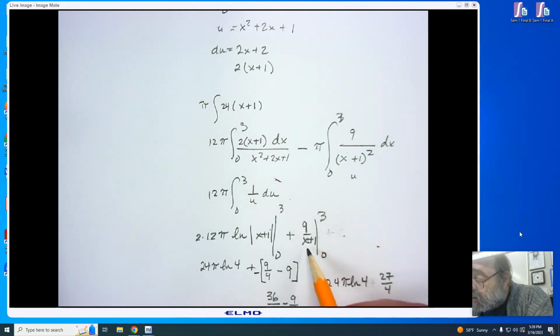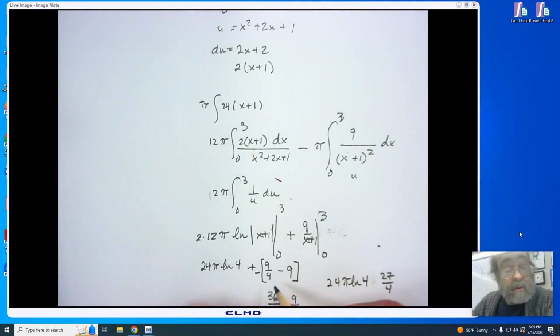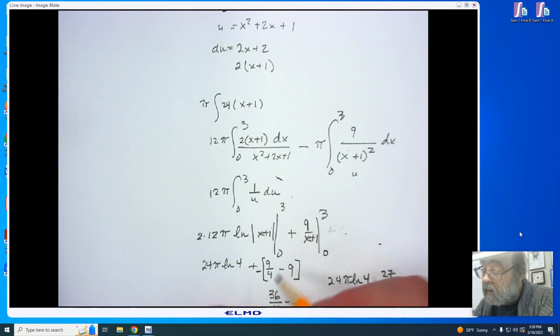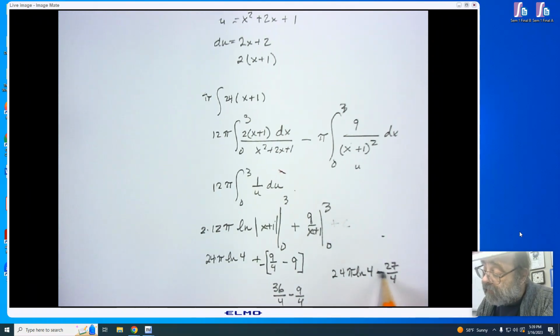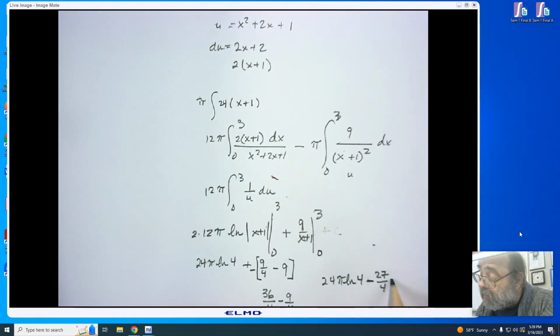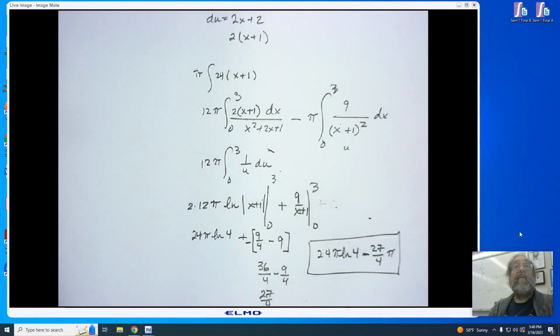Let's just make sure, plus 9 fourths minus 9 fourths minus the 9. That is going to be a minus 27 fourths, excuse me. And it is multiplied by pi. And that would be my answer that I would be looking for.